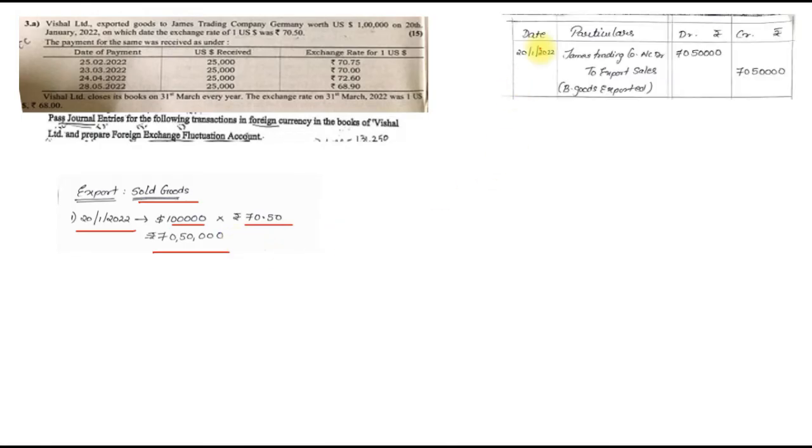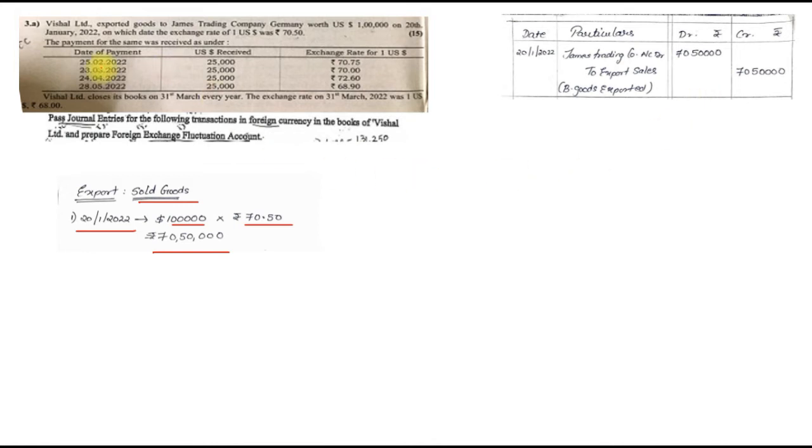First, we'll start with the journal entry. For that, we need to do some working. First of all, you're an exporter. You're selling goods. You're selling $1 lakh of goods on 20th Jan when the rate was 70.5 rupees. On 20th Jan, you're exporting, meaning you're selling, $1 lakh at the rate of 70.5. We multiply, and we get the value as 70,50,000 rupees. So you're selling, so debit the receiver, credit what goes out. My first journal entry will be James Trading Account debit to export sales 70,50,000, on both sides being goods exported. That is the very first entry.